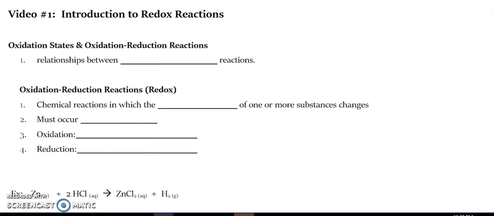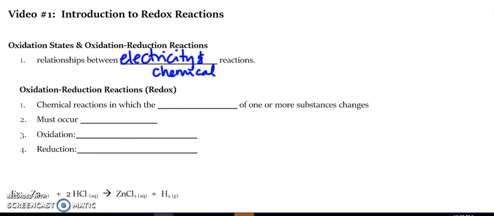This video is an introduction to redox reactions, also known as oxidation reduction reactions. This one goes with the second one, which is about oxidation numbers, so you're probably going to want to watch them together. Oxidation reduction reactions are relationships between electricity and chemical reactions. And when we're talking about electricity, we're talking about how electrons are changing and moving.